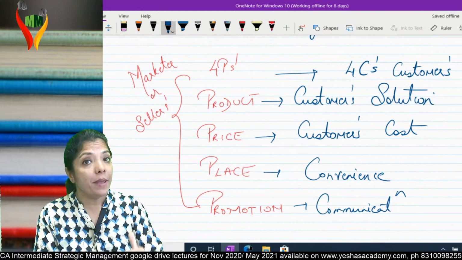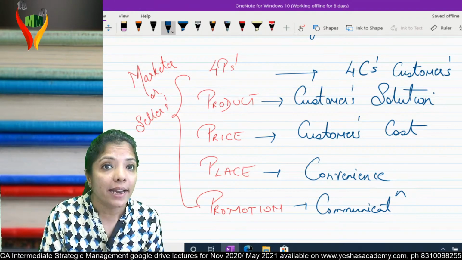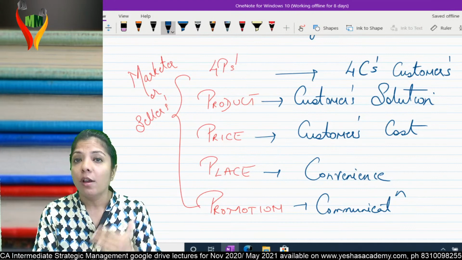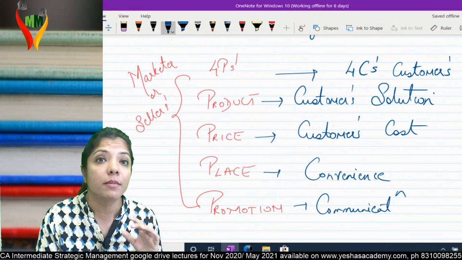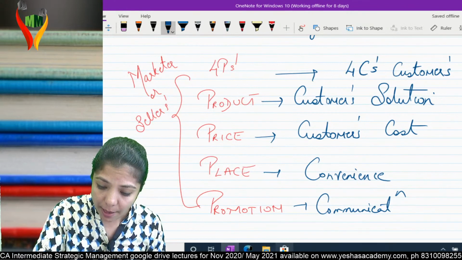So these 4 P's are from whose point of view? Marketer's or seller's point of view. When you convert these 4 P's into 4 C's, it becomes from the customer's point of view. Am I clear?